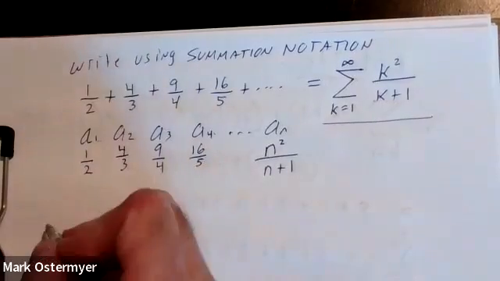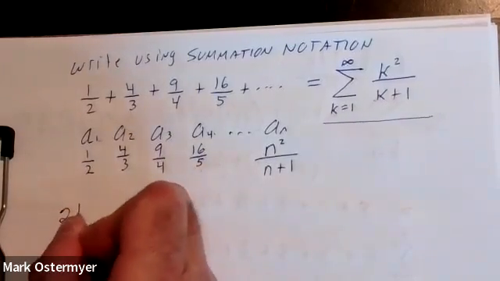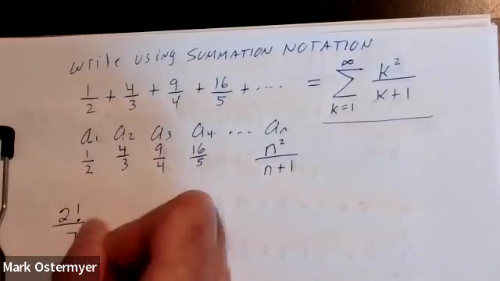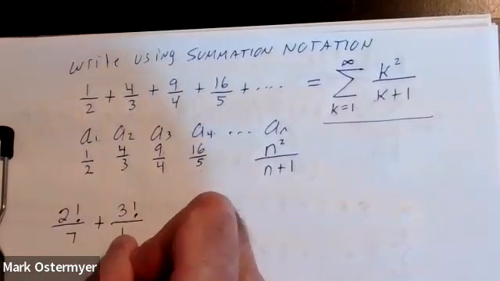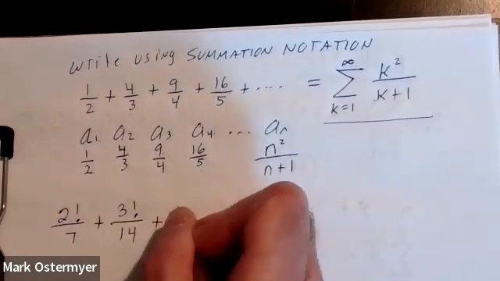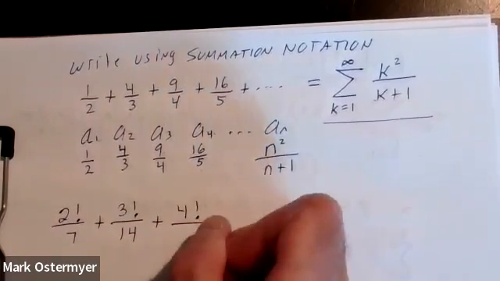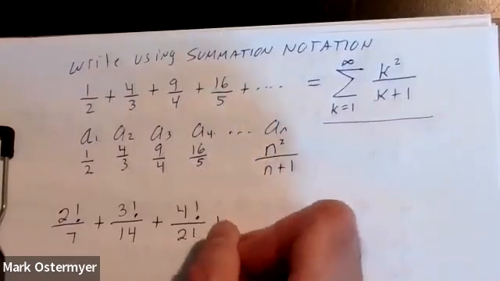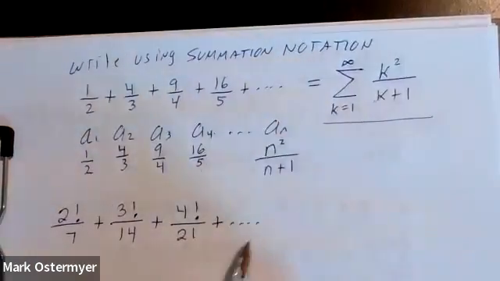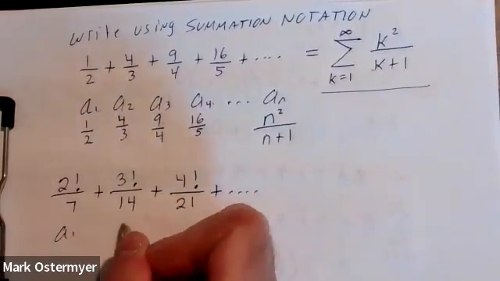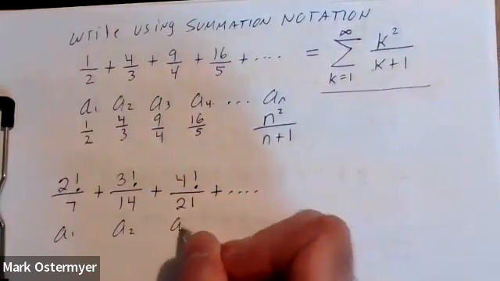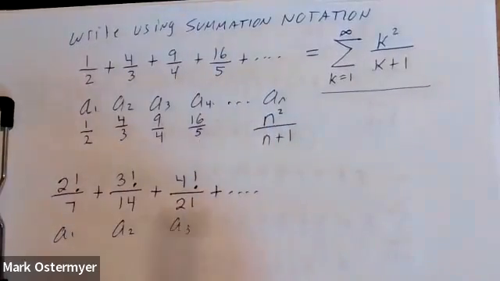All right, let's look at this one here. How would I represent this infinite sum here? There's your first term of your sequence being added to your second term, being added to your third term. So this is an infinite series. How would we represent this infinite series using the summation notation here?